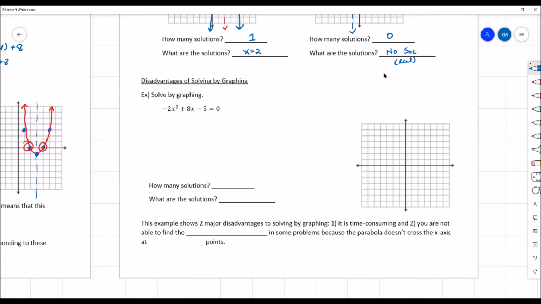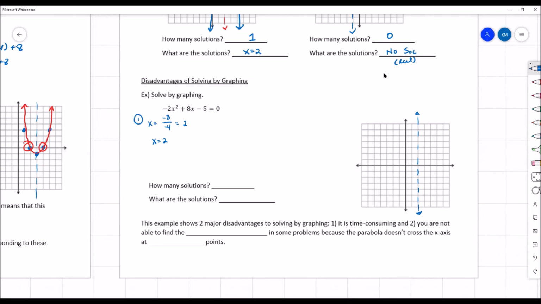We have -2x squared plus 8x minus 5 equals 0. Let's go through our steps. First, we want to find our axis of symmetry. X equals opposite b, -8, over 2a. A in this case is -2, so 2 times -2 is -4. We find out that our axis of symmetry is at x equals 2. Okay, so that's this vertical line here. Cuts in half. So far, so good.